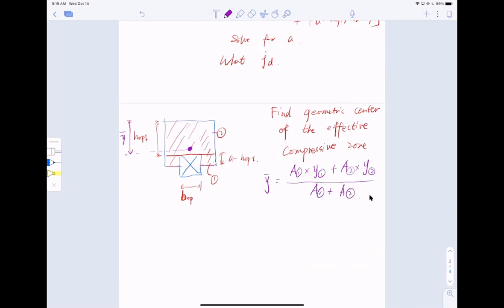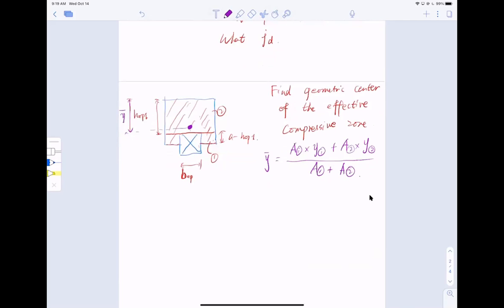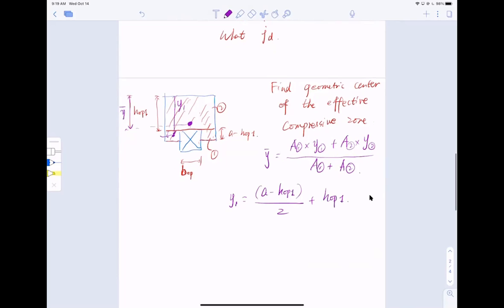Okay, so what is Y1, right? What is Y1? So being that Y1 is from the center right here to the top, right? So I can write Y1 equal to what? a minus h_op1, divided by 2, that's the half of that, right? Plus h_op1. That's the distance, right? And Y2 would equal to simply h_op1 divided by 2.